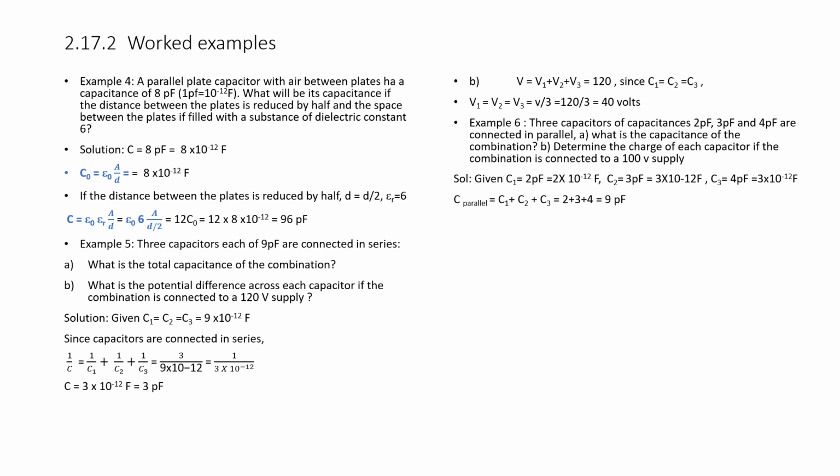Therefore, C parallel is equal to C1 plus C2 plus C3. We can simply add the capacitance values because they are connected in parallel. So capacitance in parallel gets added up. Therefore, 2 plus 3 plus 4, that is equal to 9 picofarads. That is the answer. What is the capacitance of the combination? The capacitance of the combination is equal to 9 pF.